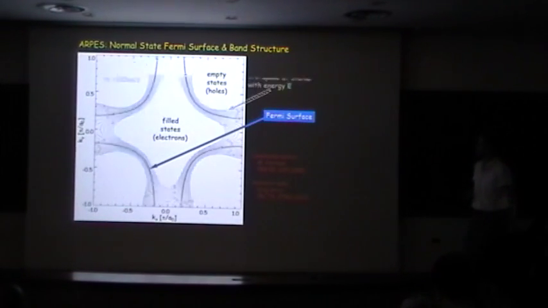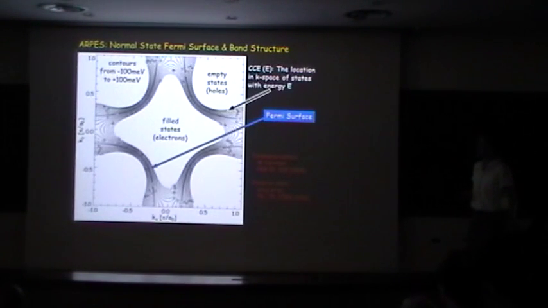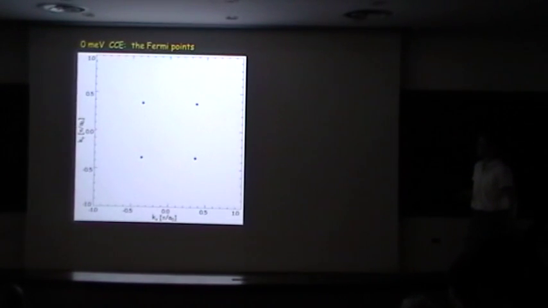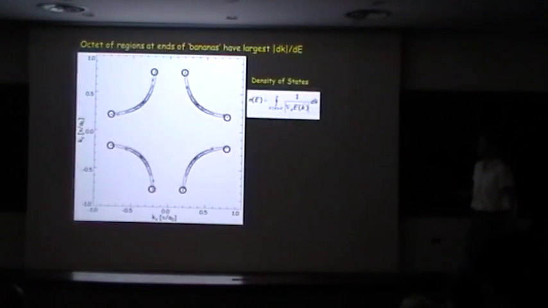In cuprates, the familiar band structure looks like this, and in particular in the superconducting state, if you start at the nodal points and try to build up the band structure one contour at a time, you end up with hotspots, or large flat regions where there's large density of states for interfering with each other at the ends of these bananas.